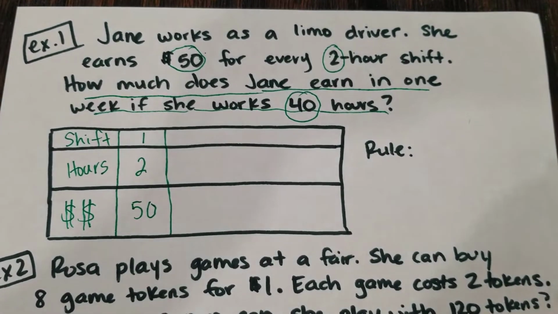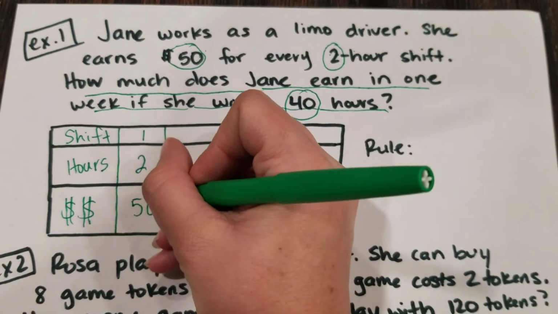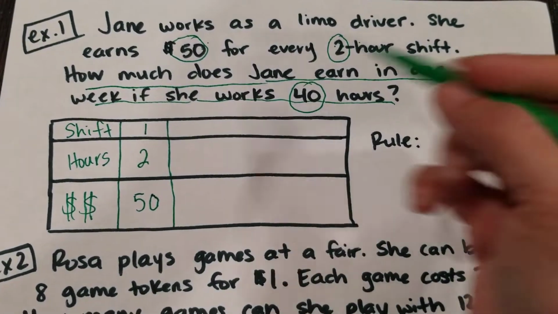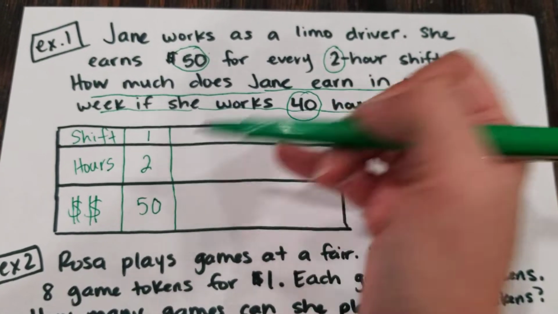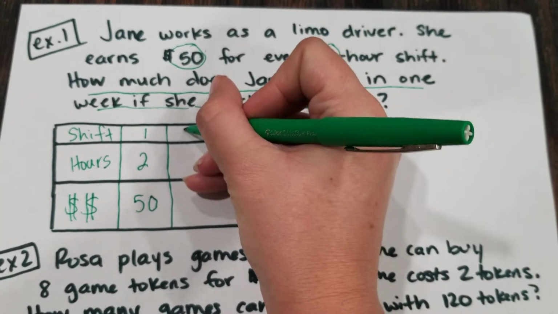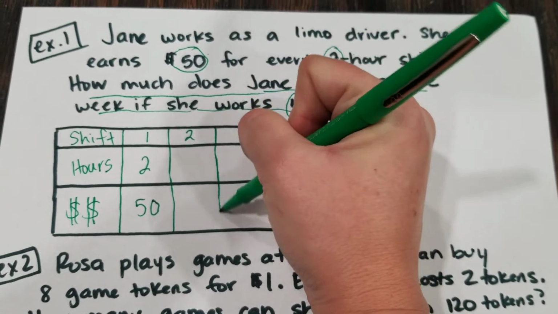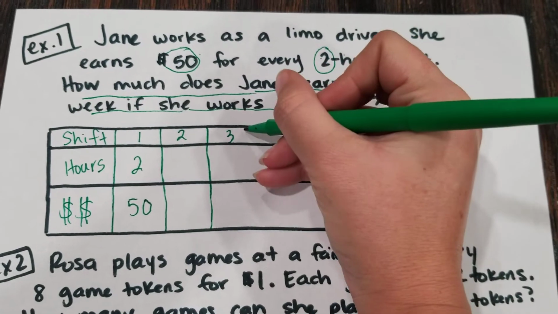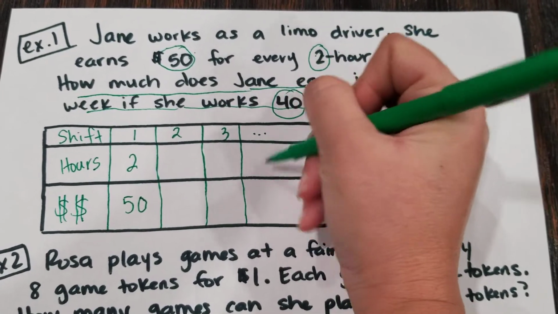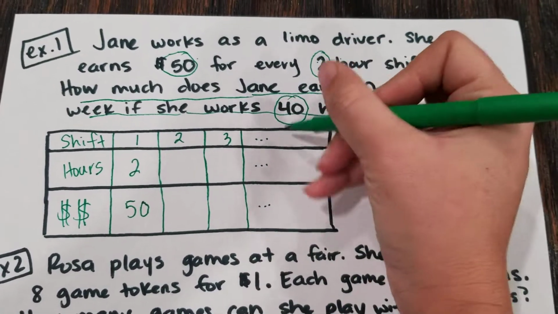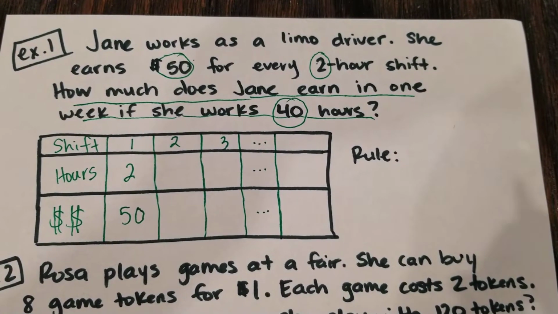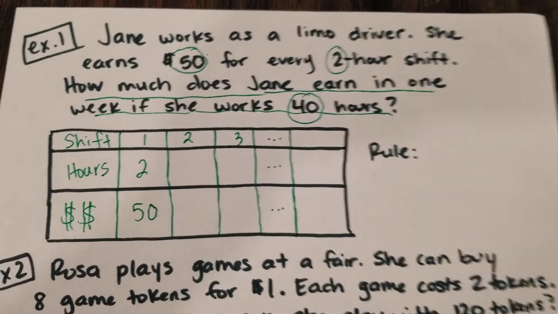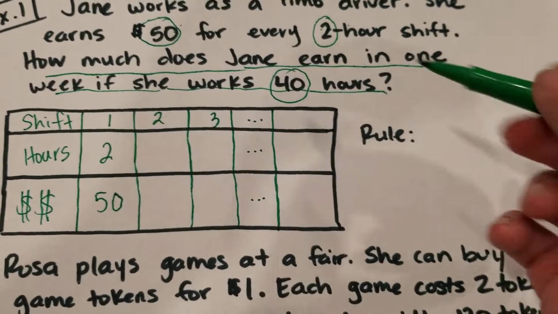So there's our first, let's say, entry into the table. In one shift, Jane works 2 hours and makes $50. Okay, and let's make this go a little longer. Let's bring it to 2 shifts and 3 shifts and see if we can find a pattern. And then we'll skip to the question. Okay, the dots mean it's skipping some numbers, after we find the rule.